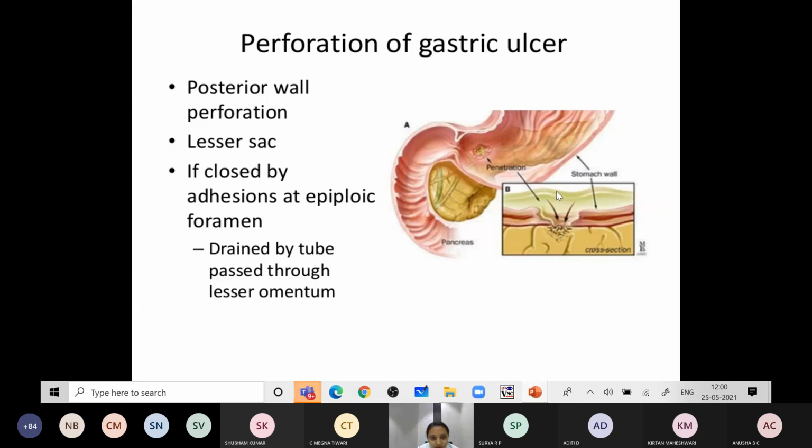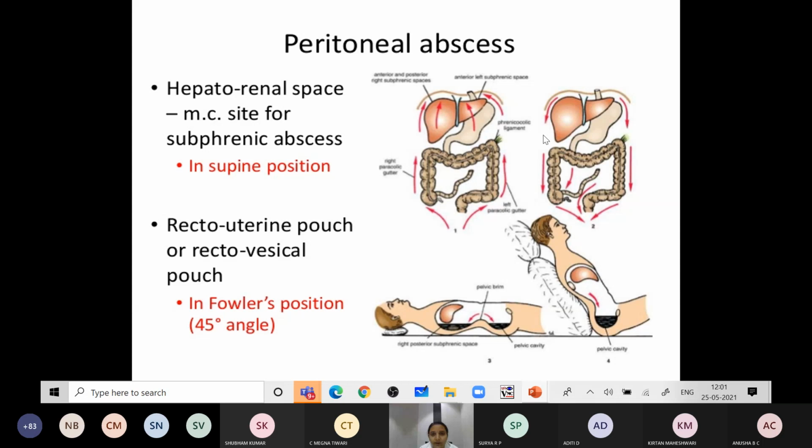The epiploic foramen will be closed because of the adhesions, and the lesser sac will be distended. At that time it becomes necessary to drain the fluid from the lesser sac. Either the posterior wall of the stomach is opened and the fluid taken out, or through the lesser omentum a drainage tube is inserted and the fluid taken out.